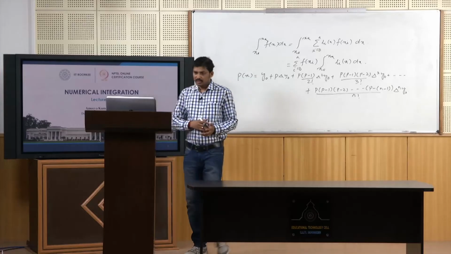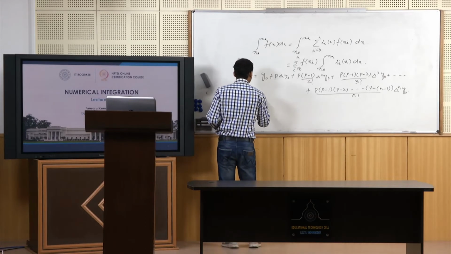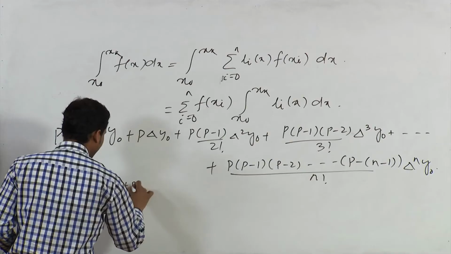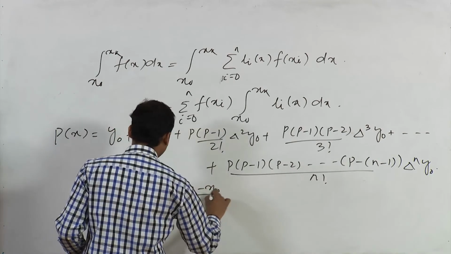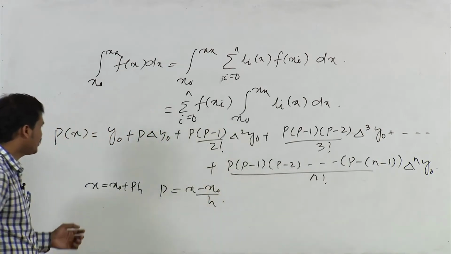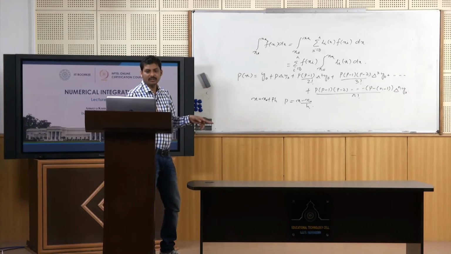So, if you replace in terms of x, we are replacing x equals x0 plus ph. That is why p can be written as x minus x0 by h. If you replace these p values in terms of x, then p of x can be written as y0 plus x minus x0 by h into delta of y0, then x minus x0 into x minus x1 by 2 factorial h square del square of y0, plus all other terms in the same fashion.